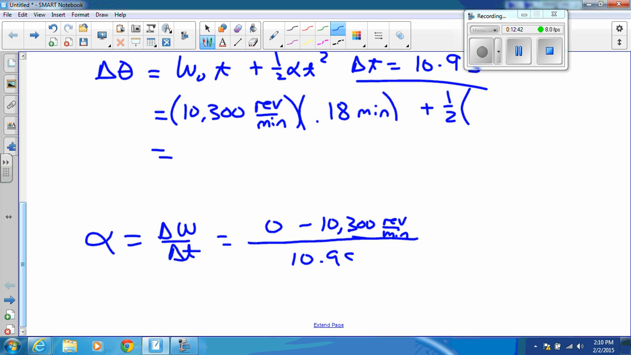All right, and then you had 10.9 seconds here. And then negative 945 revolutions per minute per second. Yeah, that seems awkward, doesn't it? And then you do divide it by 60. How about, instead of the 10.9 seconds, let's use the 0.18 minutes that you gave me before. And now we have less awkward units. We'll need a new number, though.